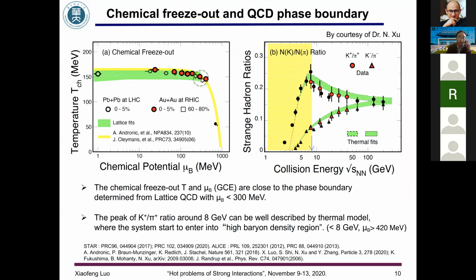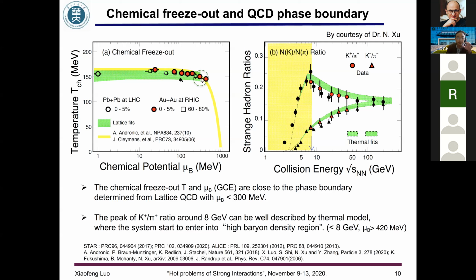So you can see on the left, this plot shows how close the chemical freeze-out is to the QCD phase boundary. The green band is the QCD phase boundary from lattice calculations, together with the data points from the RHIC beam energy scan. The yellow band is from a fit to the chemical freeze-out points of the data, using some parametrization formulas. You can see that the chemical freeze-out obtained from the experimental data is very close to the QCD phase boundary from the lattice.